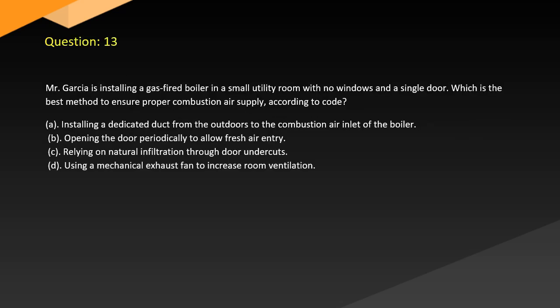Question 13. Mr. Garcia is installing a gas-fired boiler in a small utility room with no windows and a single door. Which is the best method to ensure proper combustion air supply according to code? A. Installing a dedicated duct from the outdoors to the combustion air inlet of the boiler. B. Opening the door periodically to allow fresh air entry. C. Relying on natural infiltration through door undercuts. D. Using a mechanical exhaust fan to increase room ventilation.